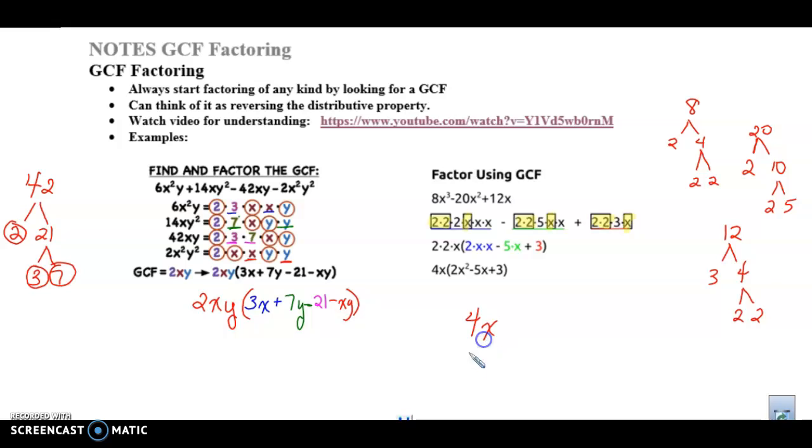So I have an x. So 4x is my GCF, okay? So this is my GCF. And then I did not use a 2 and 2 x's, so 2x squared, minus, I didn't use a 5 or an x.